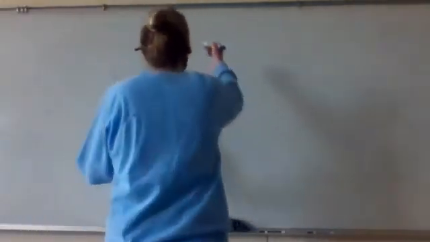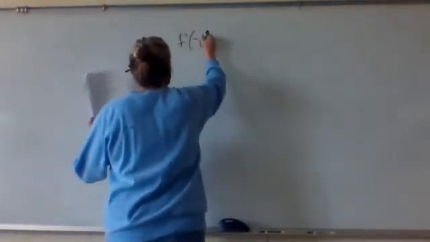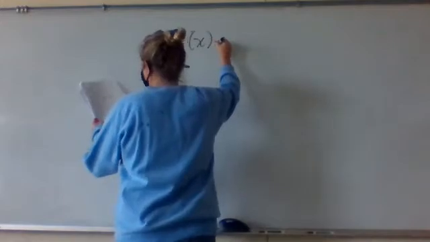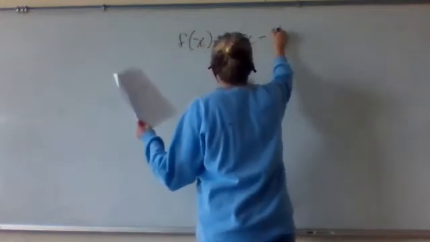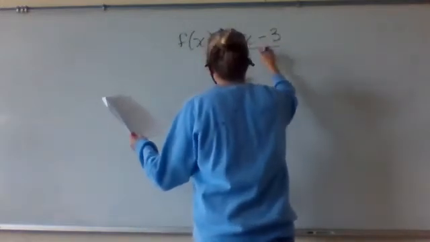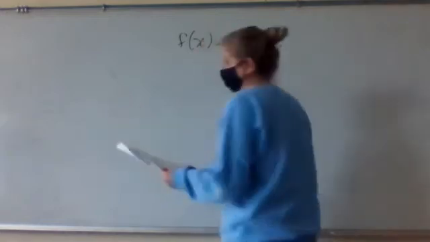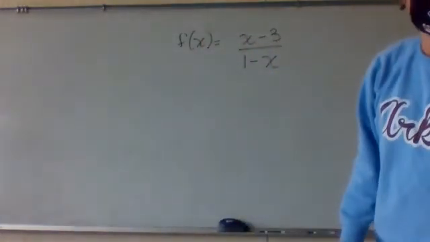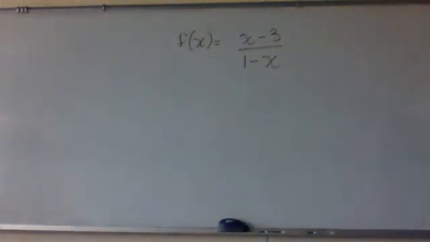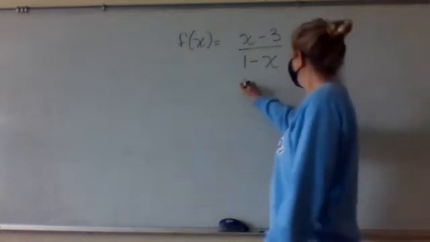All right, number 7, another vertical asymptote. So let's look. F of x equals x minus 3 over 1 minus x. So again, vertical asymptotes occur at zeros of the denominator.